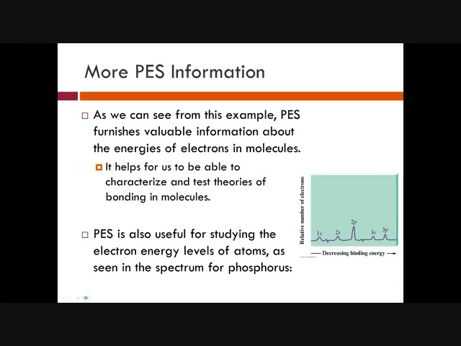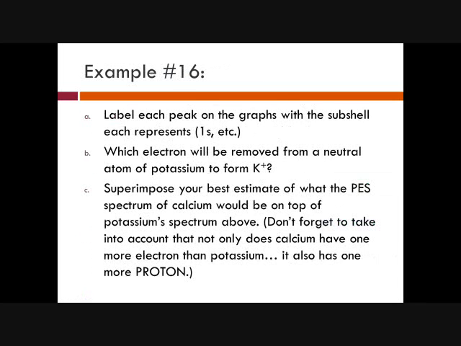So we have example 16 to work through to see this. So I think I have it coming up on the next slide, but I just fit all the questions in one. So we're going to label each peak on the graph with the subshell that it represents, 1s, 2s, whatever. Then we want to know which electron will be removed to form the ion from our graph. Then we are going to superimpose what another element would look like on top of it.